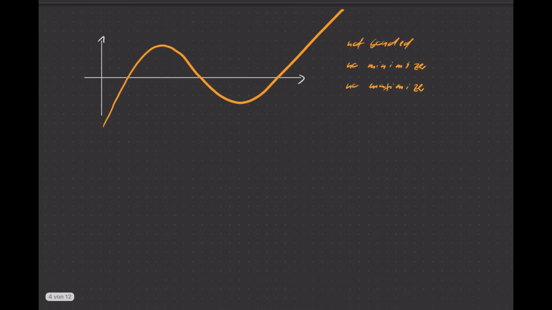And finally, let's have a look at one more function, one that is bounded but does not have maximizers or minimizers. So let's say we have a function that looks like this here.